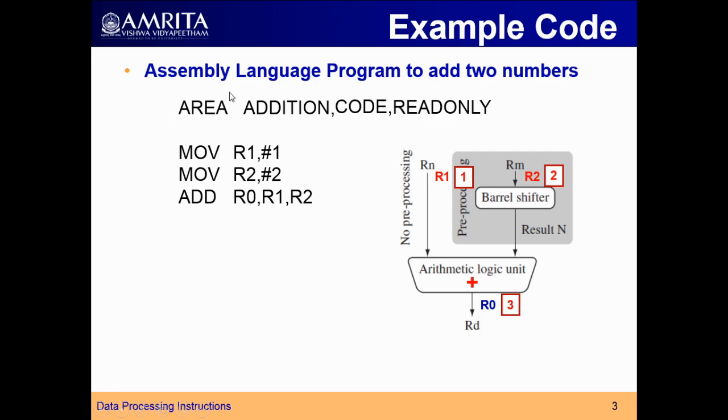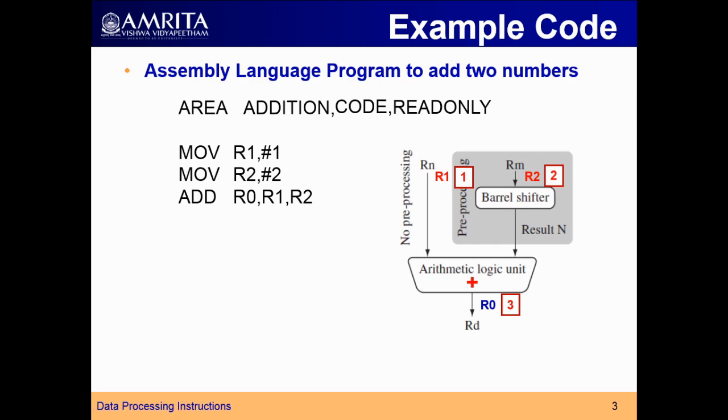So the AREA directive gives the direction to the assembler that you should store this program in code memory, and that memory should be of type read only. You can only read from that, and this is the name of the program, right?